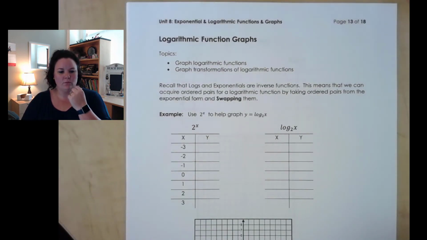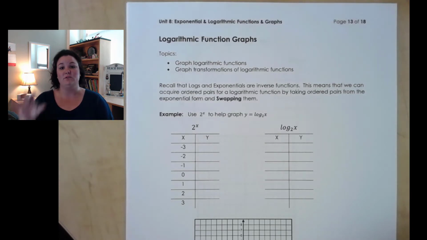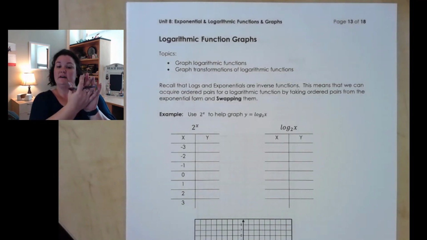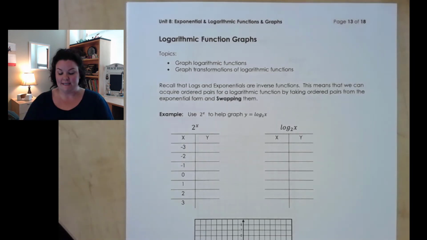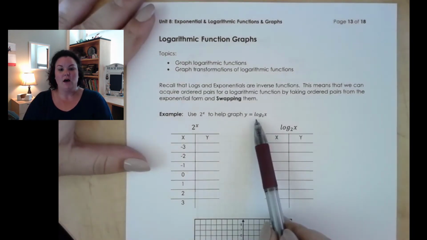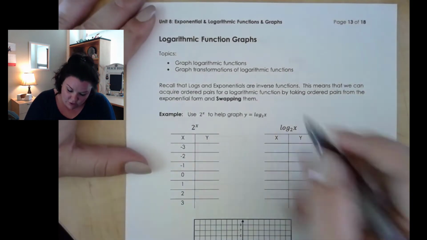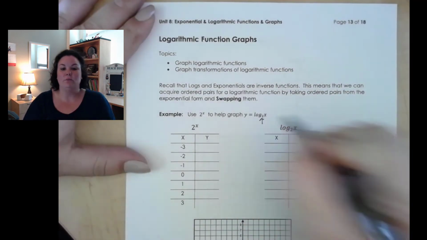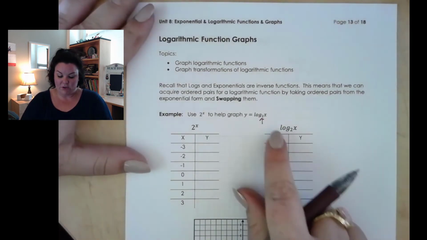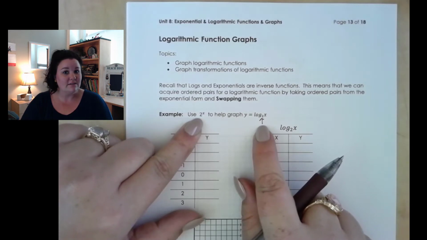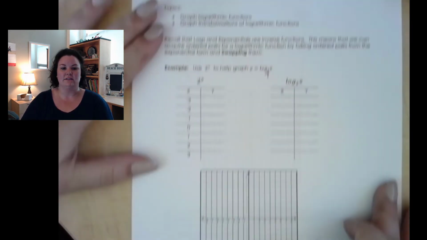So remember when we talked about inverse functions, we talked about if you know the original function and have a table of values for it, you can find the new function by just swapping those values, right? So we're going to use that idea here. If we want to graph y equals log base 2 of x, all we have to do is look at what that little base is, and we can use the exponential form of that base to help us graph it, okay? So here's what that looks like.